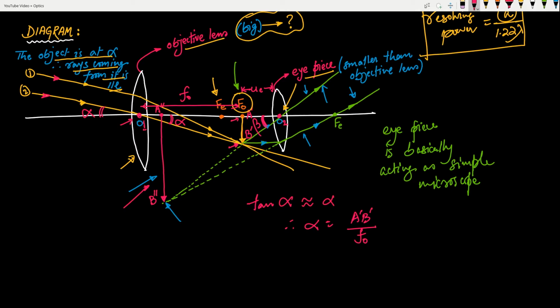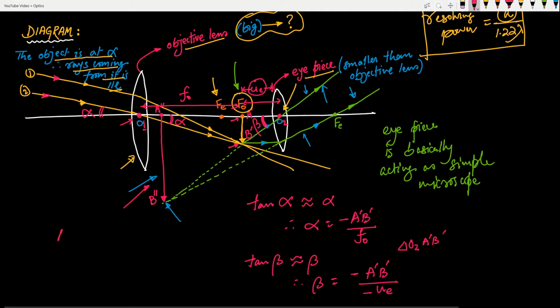Now you can write this as negative A dash B dash because it is inverted, and tan beta can be written as beta. Therefore beta can be written as, if you look into the triangle O2, A dash and B dash, then beta will be perpendicular A dash B dash, which can be taken as negative if you take into consideration the sign convention, and the base is UE. According to sign convention it should be minus UE. Therefore we got alpha and we got beta.